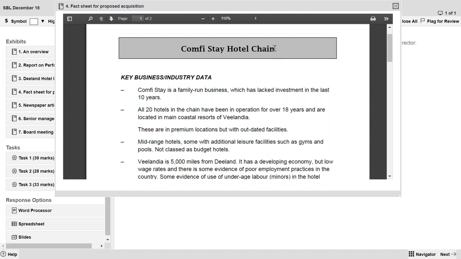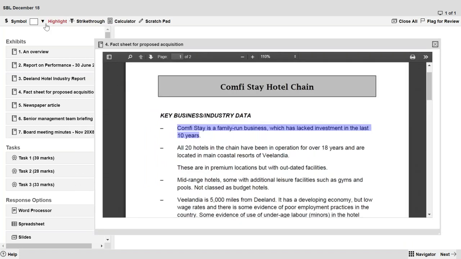Comfy Stay Hotel Chain. Key business/industry data. Comfy Stay is a family-run business which has lacked investment in last 10 years. Interesting. Let's highlight. All 20 hotels in the chain have been in operation for last 18 years. Okay, let me highlight. These are in premium locations but with outdated facilities. Okay.